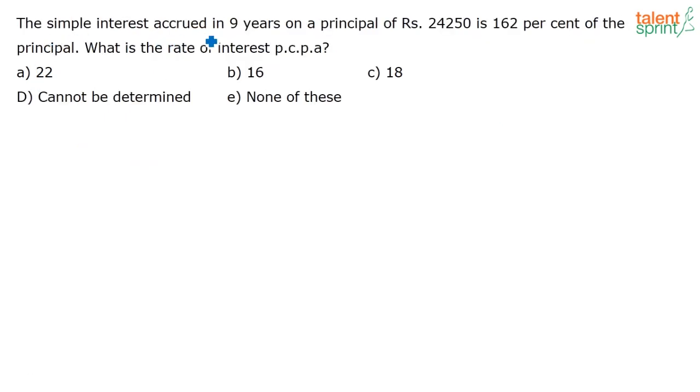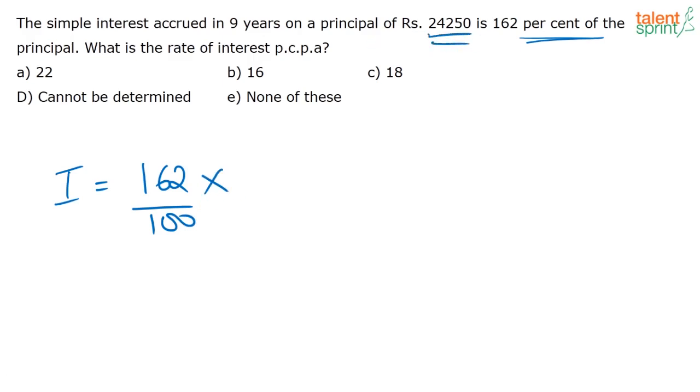The simple interest accrued in 9 years on a principal of rupees 24250 is 162% of the principal. What is the rate per annum? So what is the answer for this question? Very easy, simple interest, no? Simple interest is 162% of the principal. So if the principal is P, the simple interest that he gets is 162 by 100 of P, correct? So the principal they have given is 24250. So this is the interest that he gets.